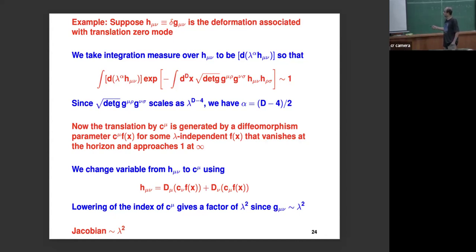Now, in d dimensions, this scales as lambda to the d minus 4. So you see that this exponent will have a lambda to the d minus 4 times h mu nu h rho sigma. If you choose alpha to be d minus 4 by 2, then this integral will have no lambda dependence. That's how we fix alpha: we choose alpha to be d minus 4 by 2 so that this integral gives you order 1 without any lambda dependence.